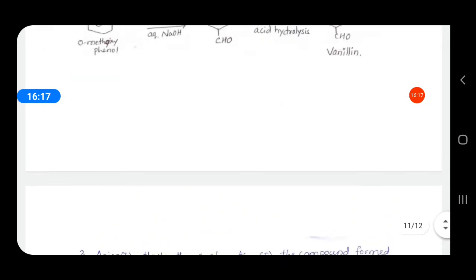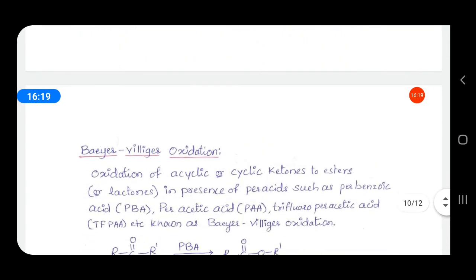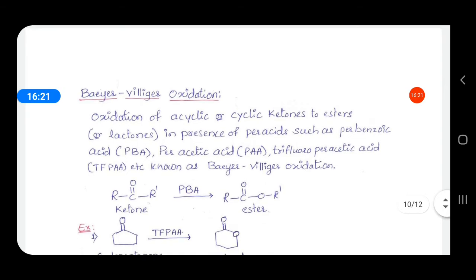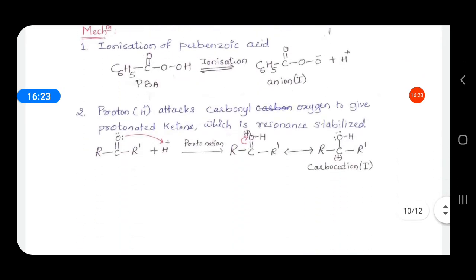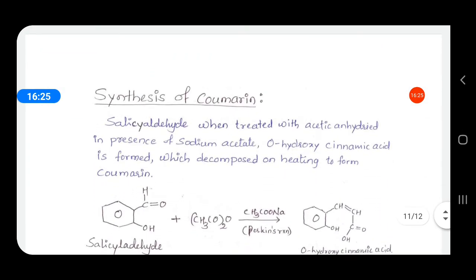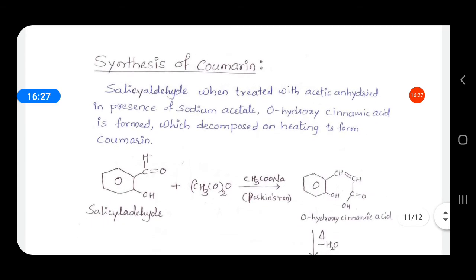So this is called Baeyer-Villiger oxidation. Two syntheses are there. Synthesis of coumarin.